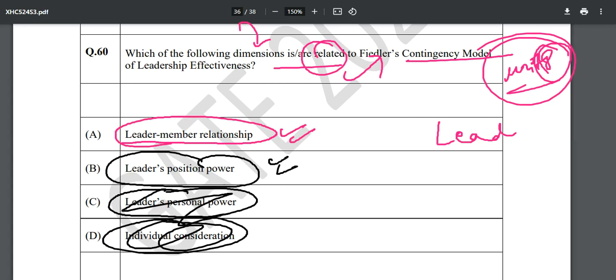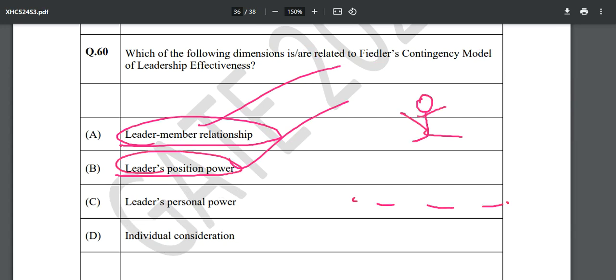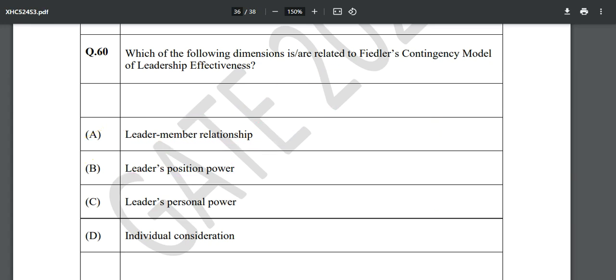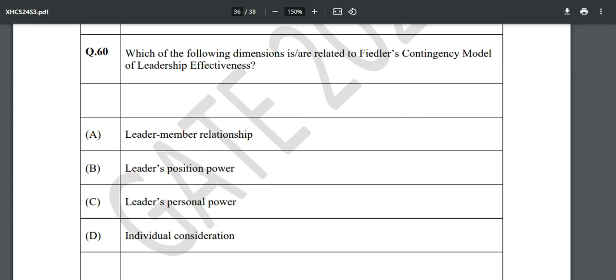All right. So these two are related to Fiedler's contingency model: leader-member relationship, meaning how the relationship between a leader and the members is, and the leader's position power. Only these two are related to Fiedler's contingency model. So the correct answer over here is A and B.